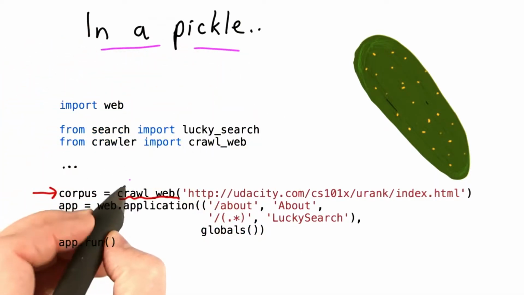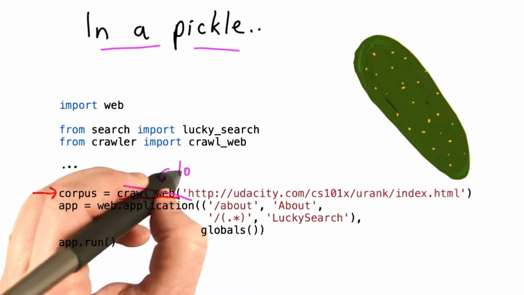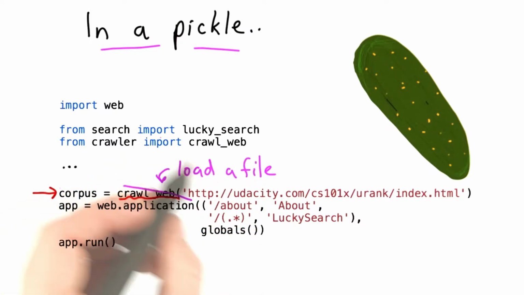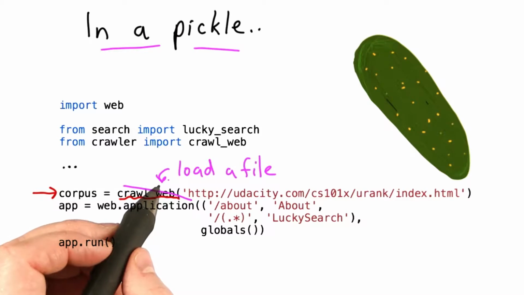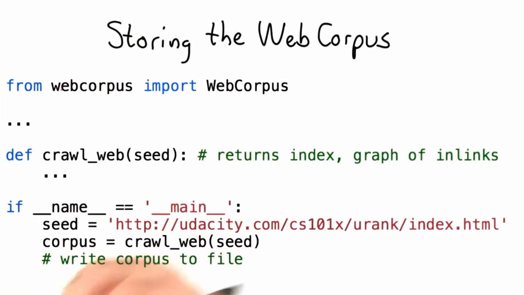So what we'd like to do is move the actual crawling out of the server, replace this with something that just loads a file and turns that file into a web corpus object. So that means we need something that creates that file, and we're going to put that in the crawler module. So here's how we're going to modify our code. This is the crawler.py module, and we're going to add to it.